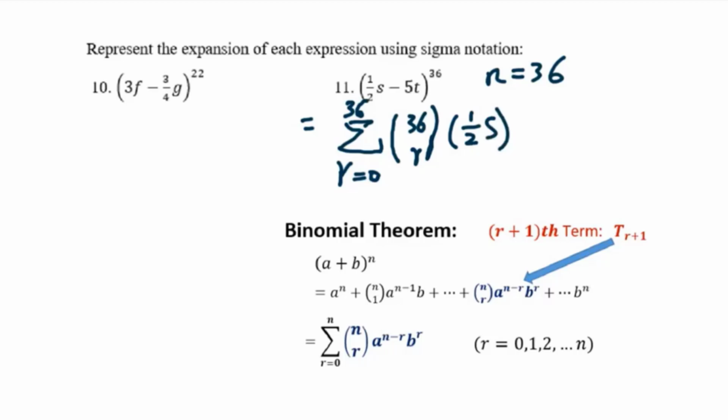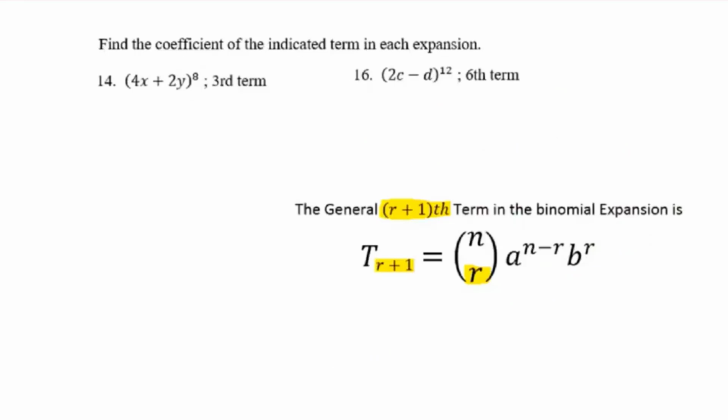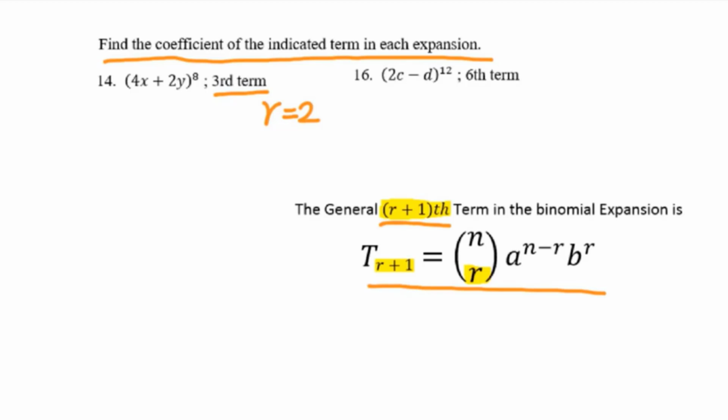1/2 s, we do 36 minus r's power times negative 5t to the r's power. For number 14, find the coefficient of the indicated term in each expansion. Third term, that means r equals 2, because this one is the r plus 1's term. Therefore, when you're working on this r, you always use your term minus 1, you get 2.